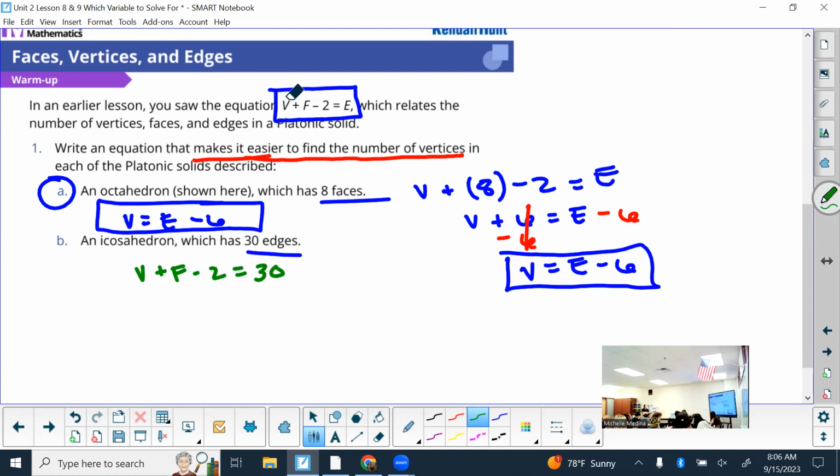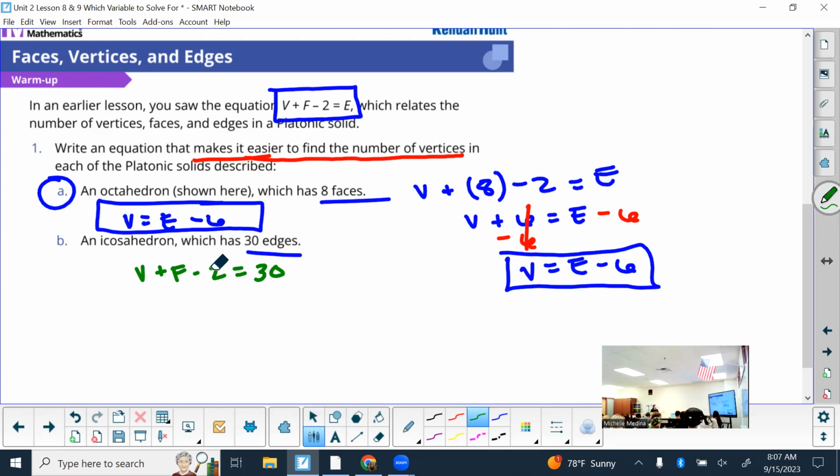All right, this is my given equation. I'm plugging it in for the E. And then it wants me to make it easier to find the number of vertices. So I still need to get the V alone. There's multiple things next to it. They're different terms though. I do one at a time. I always say start with what's farther. Sometimes it makes a difference, sometimes it doesn't. But if you always start with what's farther, you'll always be in the clear. So what's farther from the V, the F or the 2?